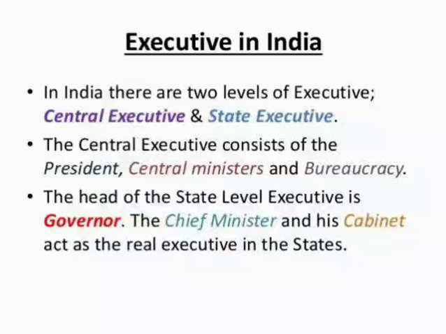In India, there are two levels of executive, central executive and state executive. The central executive consists of the President, central ministers and bureaucracy. The head of the state level executive is the Governor. The Chief Minister and his cabinet act as the real executive in the states.